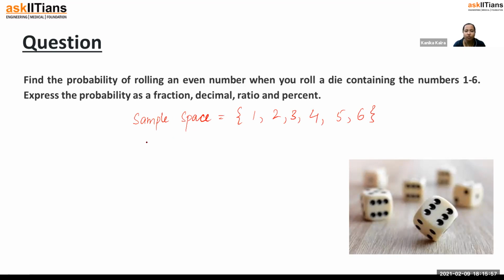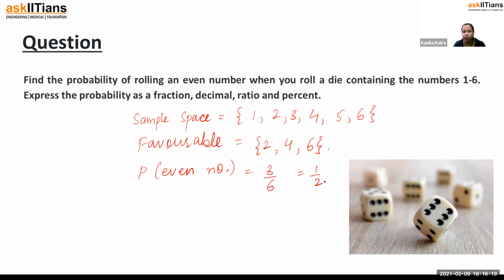And if we talk about the favorable outcomes, we have to find out the even numbers. It would be 2, 4, and 6. So the probability of getting an even number would be 3 over 6, which is equal to 1 by 2. So that is your fraction.